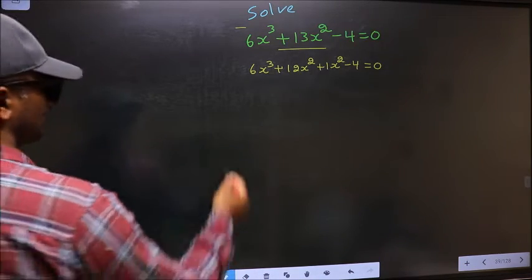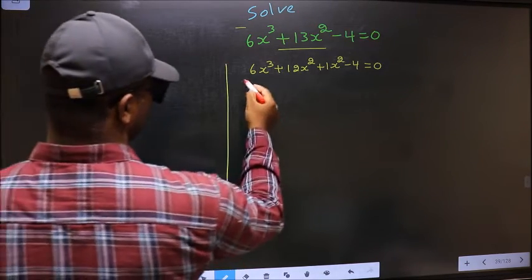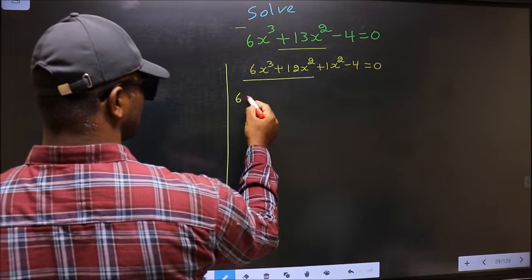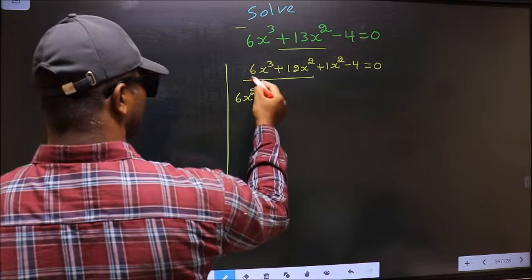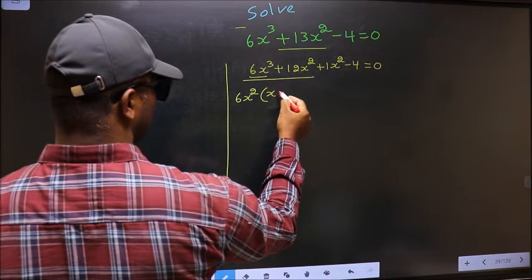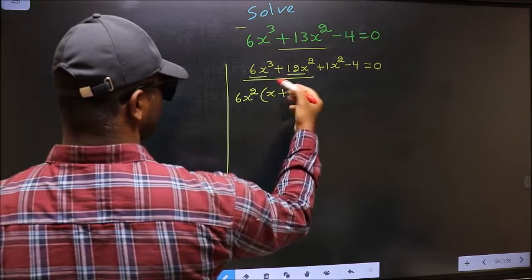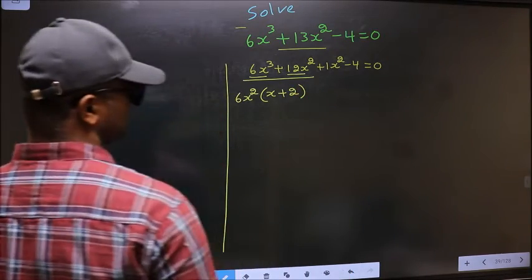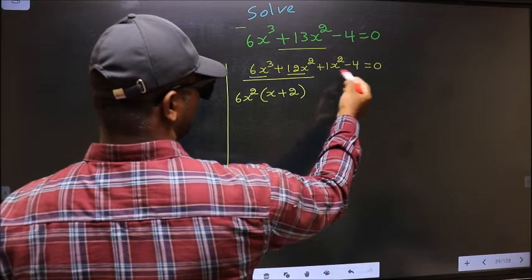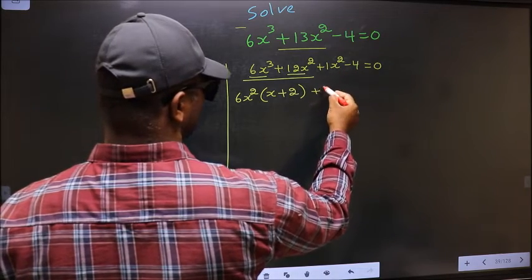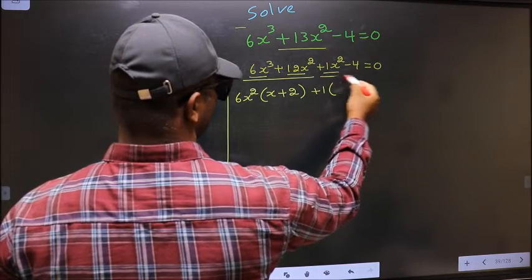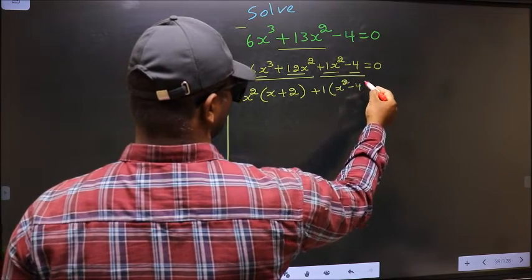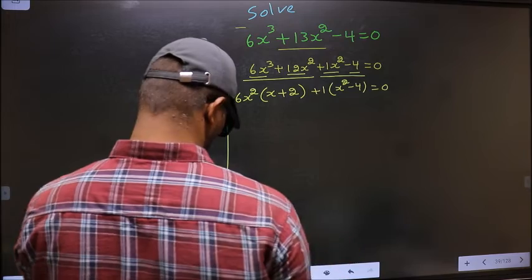Next, from these two terms, what can be taken out common is 6x square. From this 6x square out you get x, plus from this 6x square out you get 2. In the same way, what can be taken out common from these two terms is plus 1. So here no change, even here also no change, equal to 0.